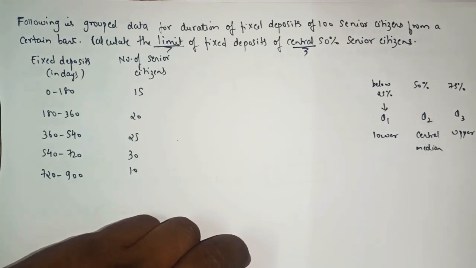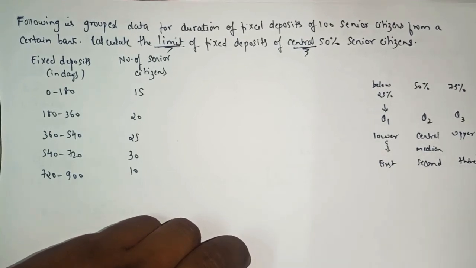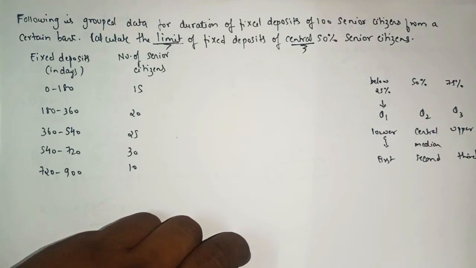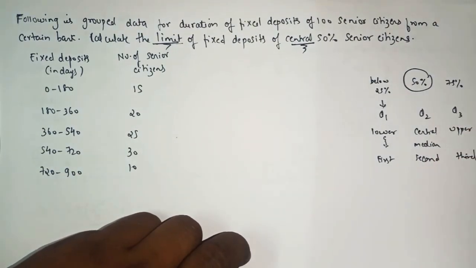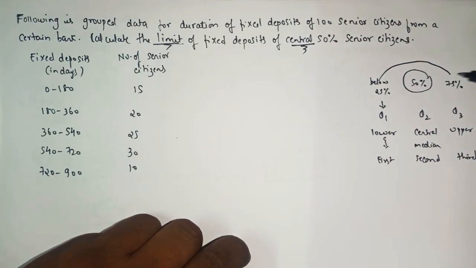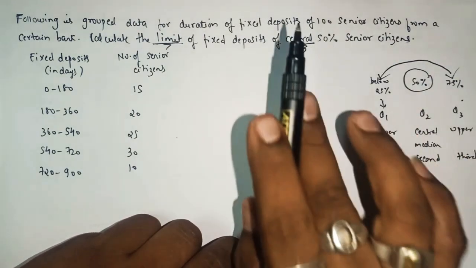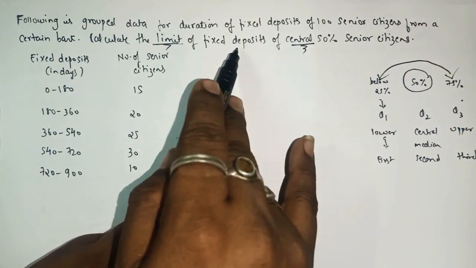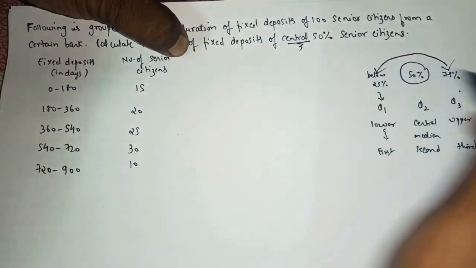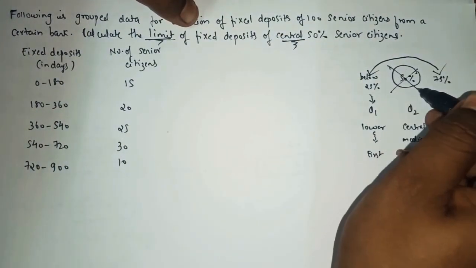Okay. Sometimes they will use the words first quartile, second and third. But whenever you come across a sentence like this, the limit of fixed deposit of central 50, if they say only 50%, it means Q2. Whenever the word limit comes with central 50%, exactly what is the meaning of that sentence? You have to find Q1 and Q3. Once again, whenever they say calculate the limit of the fixed deposit of the central 50% of the senior citizens, if they use only central 50%, that means Q2. If they use the words limit central 50%, that means you have to find Q1 and Q3, not Q2.